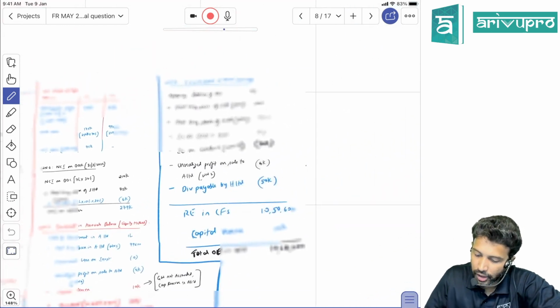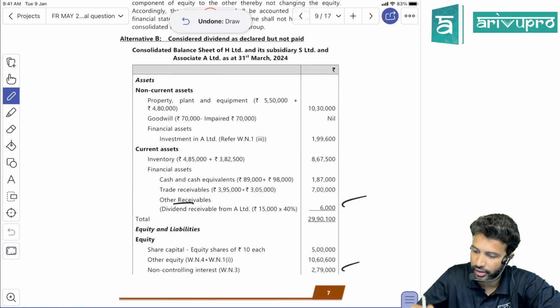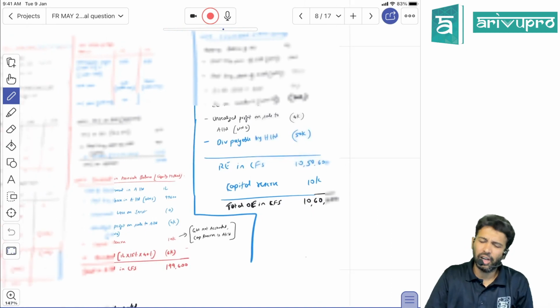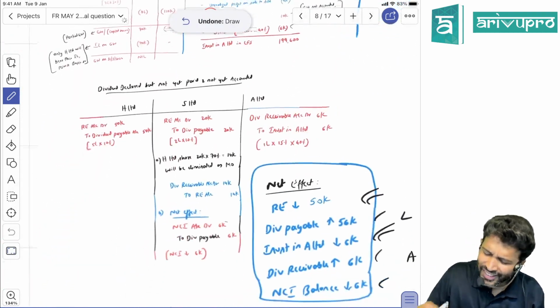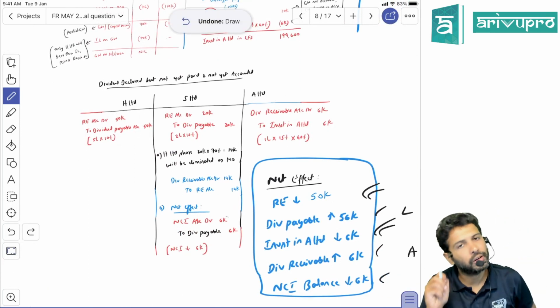And all this, if you incorporate, the final retained other equity is 10,60,600. That is what is shown over here also. Basically, the impact. Do the same steps. Copy paste. That's all. So the effect of these three entries, if you give it in the CFS, that is done. That's all with respect to this adjustment.